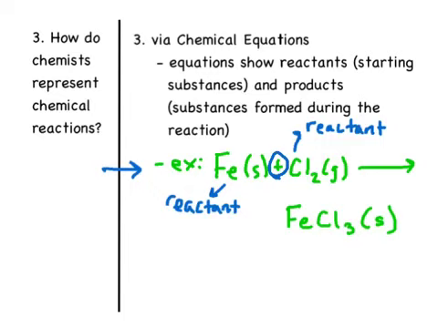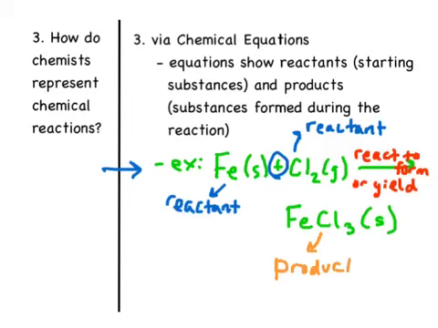Next is the arrow here, which means react to form or yield. We could use either one of those terms. Anything after that arrow is our product, so anything on the right side of the arrow is a product. And this FeCl3 is the product in this chemical equation. So we have our reactants on the left side of the arrow, our arrow, which means that these react to form, and then everything on the right side of the arrow is our products.